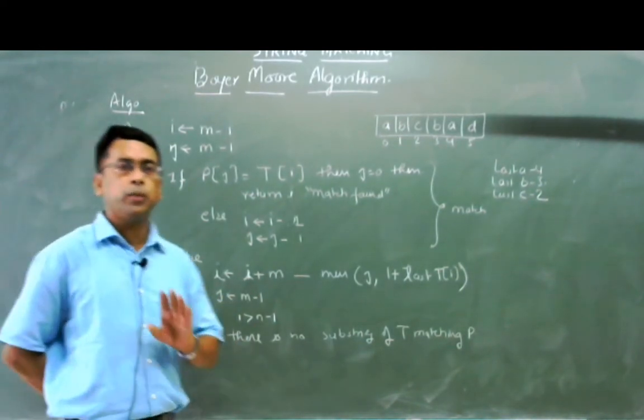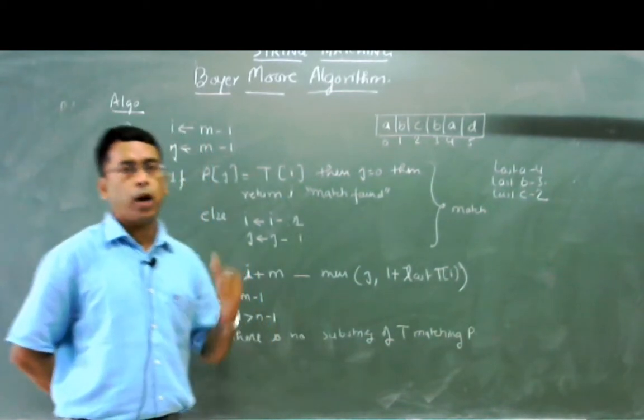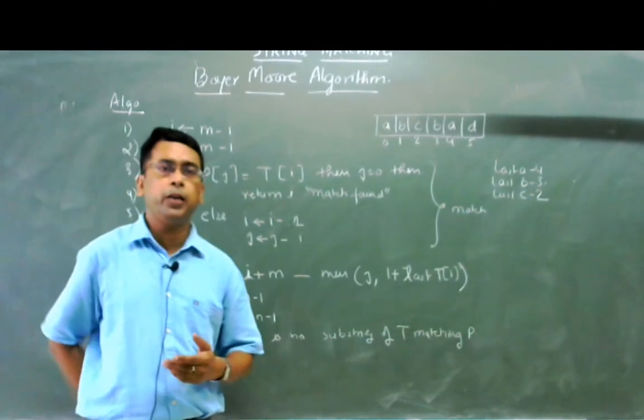So that's all about the Boyer-Moore algorithm. This is the most efficient string matching algorithm. After this I am going to take an example, and with that example it will be much clearer to you.